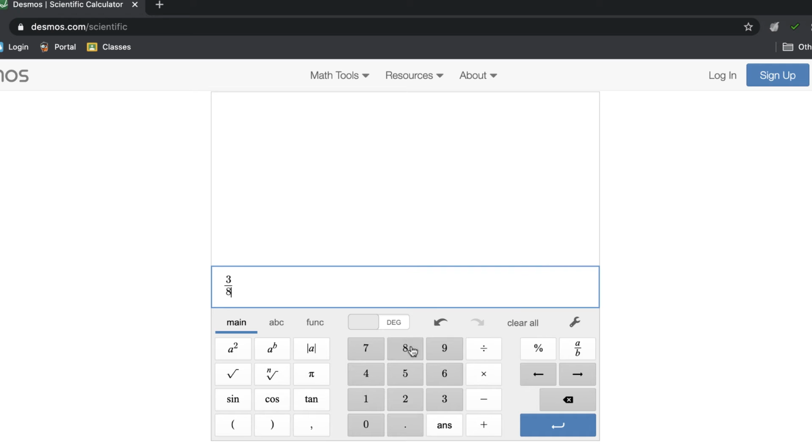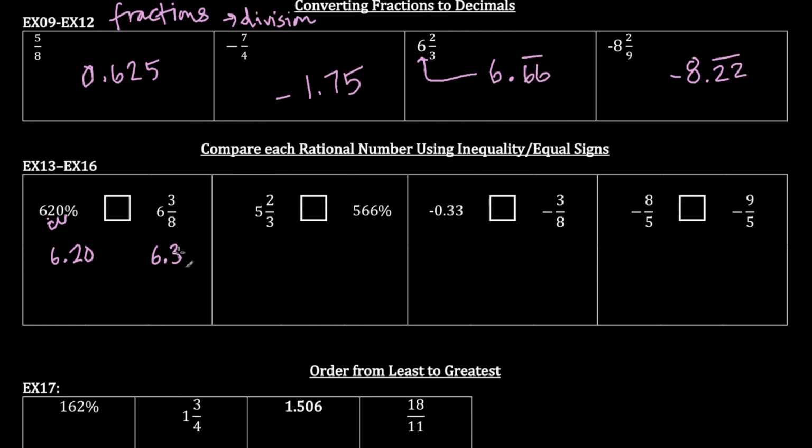3 over 8 is 0.375. Remember that if they don't have the same amount of digits after the decimal, like see how this has 2 digits and this has 3 digits? Let's just put a 0 here. So 6 hundred 200 thousandths or 6 hundred 375 thousandths. This side's larger.